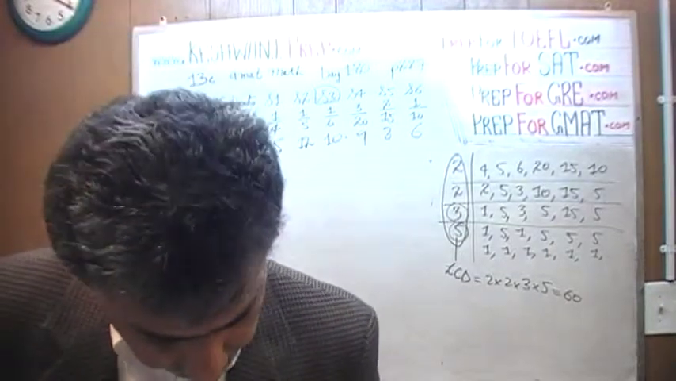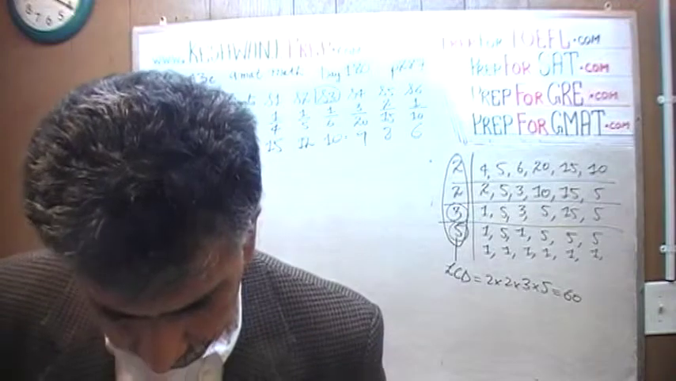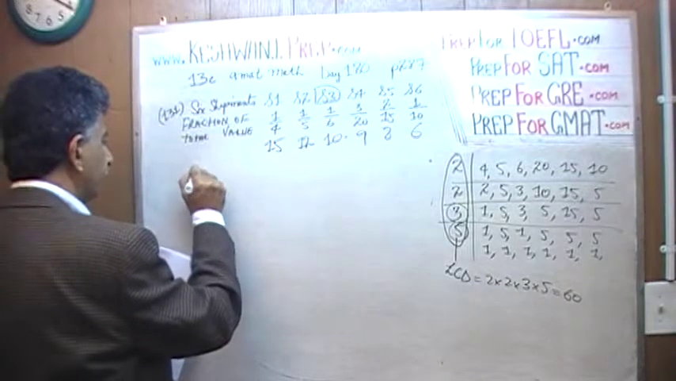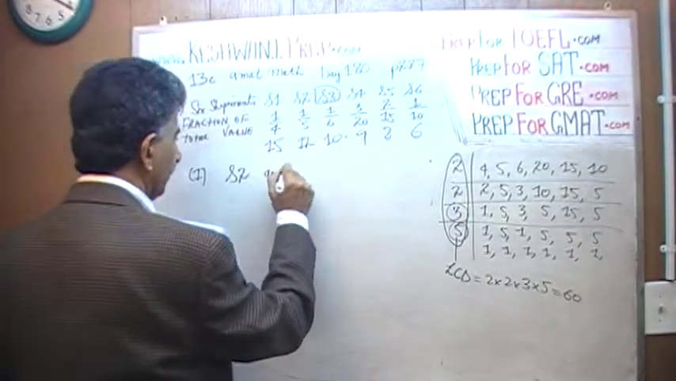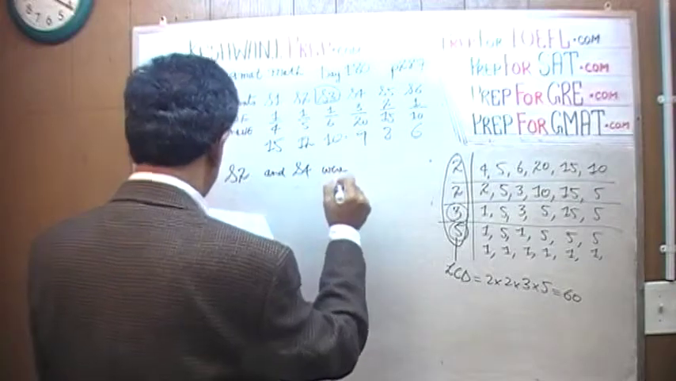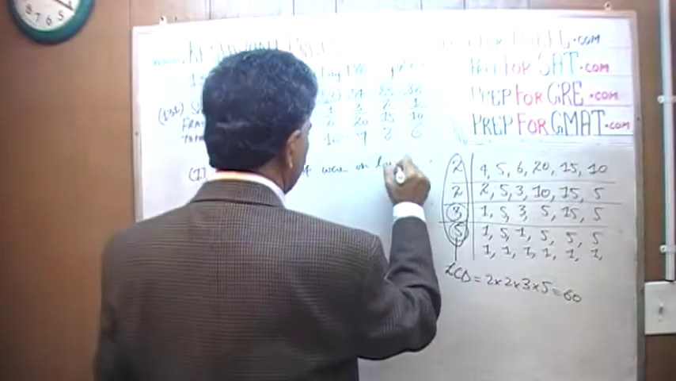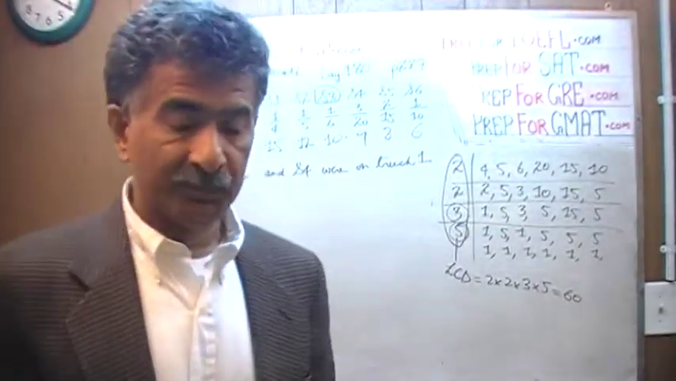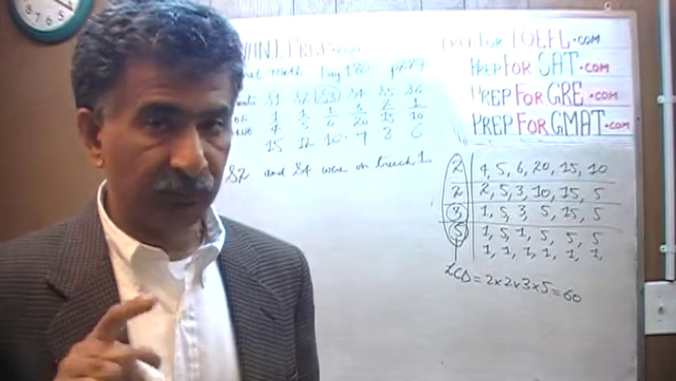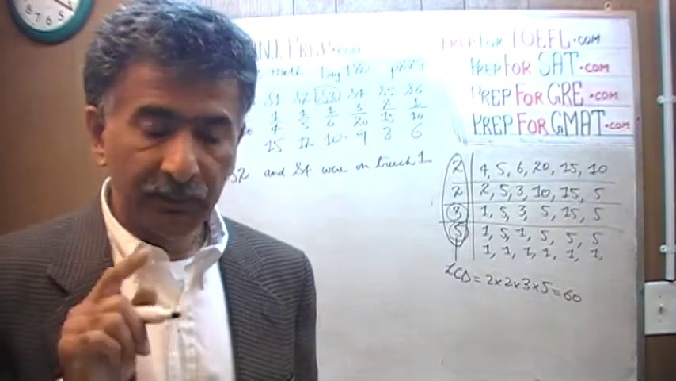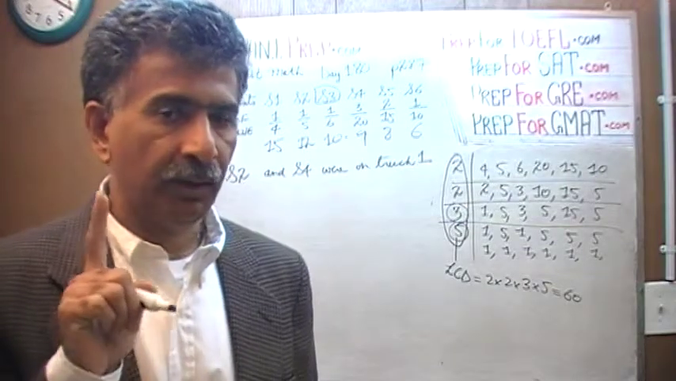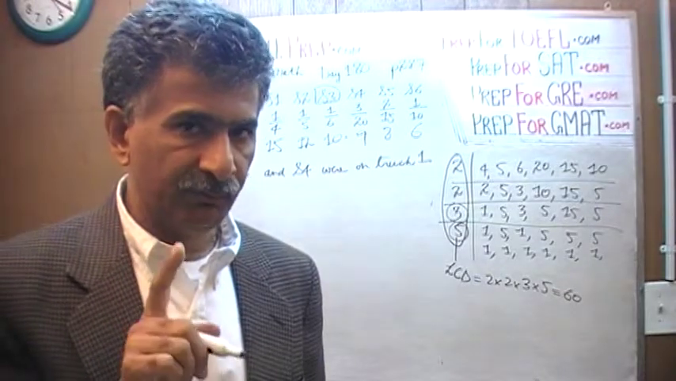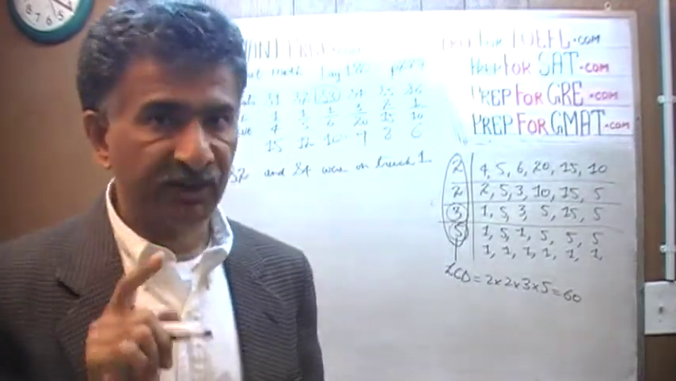In the first statement they tell us that S2 and S4 were shipped on the first truck. Shipment number 2 and shipment number 4 were on truck 1. Now remember, our job is to answer the question, was shipment number 3 sent on truck 1? We are doing all of this for that reason only. If we can give a definitive answer, either yes or no, that's what we're getting at.